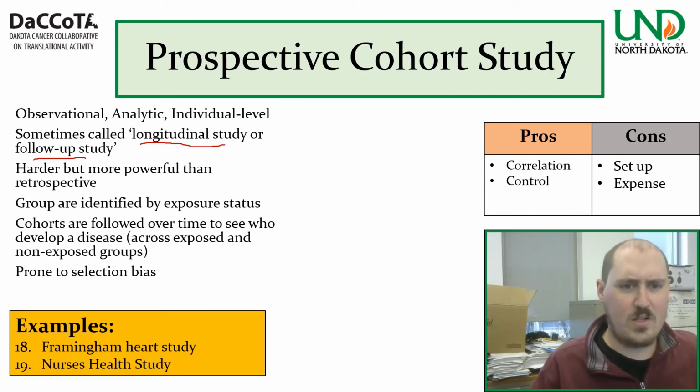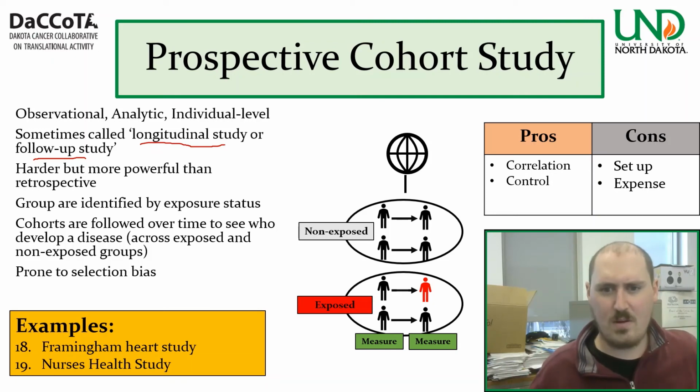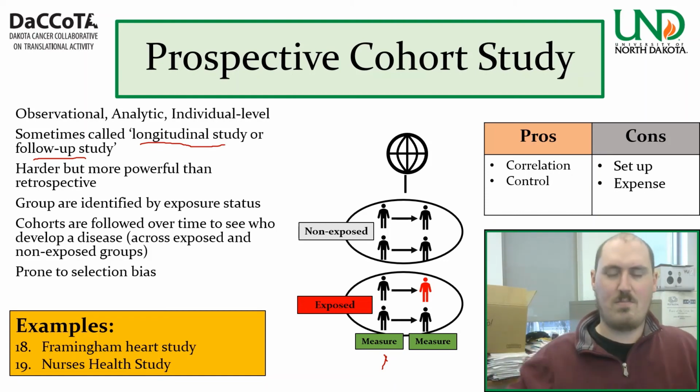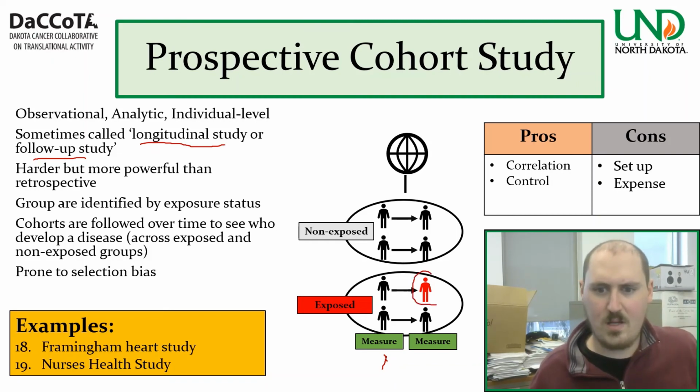Groups are initially identified by exposure status. This doesn't mean disease status, but exposure to something that you might think potentially causes disease. Say this is people in the general population, and this is factory workers, maybe exposed to asbestos or something. You identify them in groups, and then you follow them over time. You measure them initially, and you might measure them several times. I just have this twice, but theoretically you could measure them many times over the years and see who develops the disease, like exposure here develops disease while other people don't.